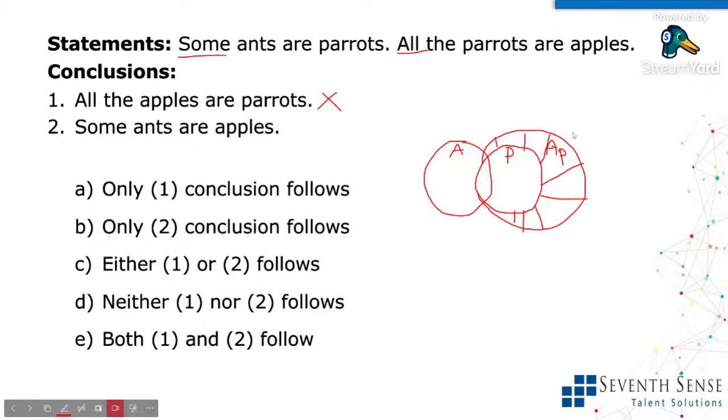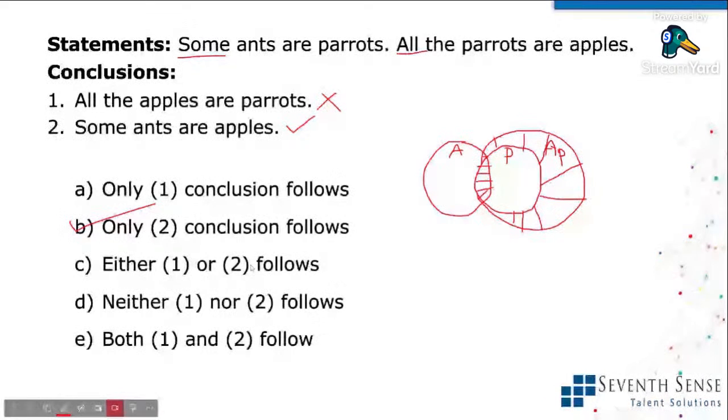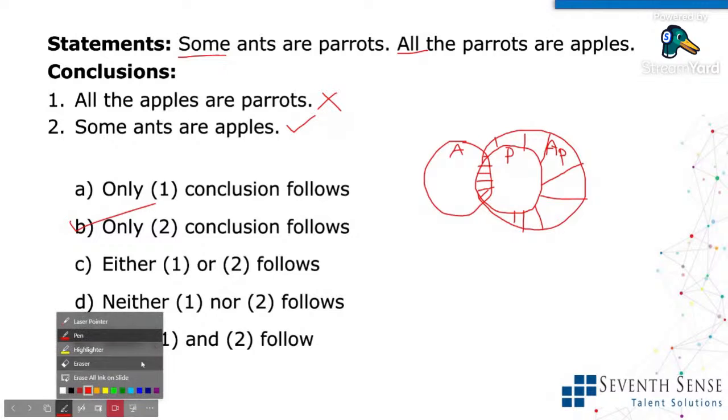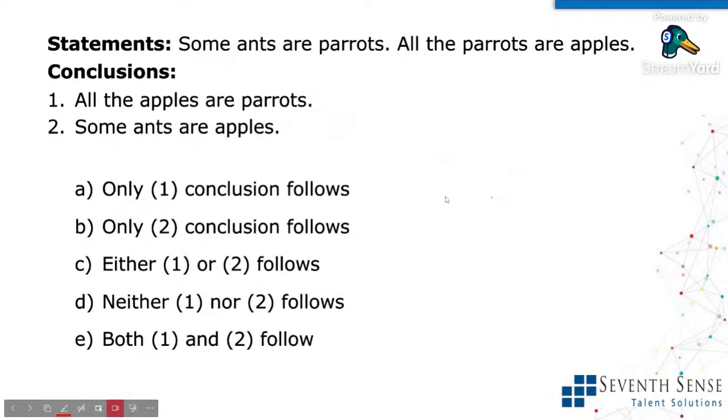Some ants are apples. Yes. We have this intersection over here. So this intersection says some ants are apples. So the correct answer is option B. Good. Most of you have got it. Option B. Very good. So now we will go for the next one.